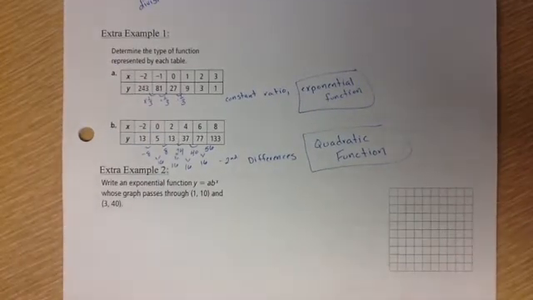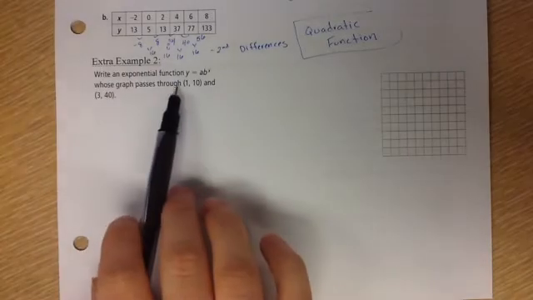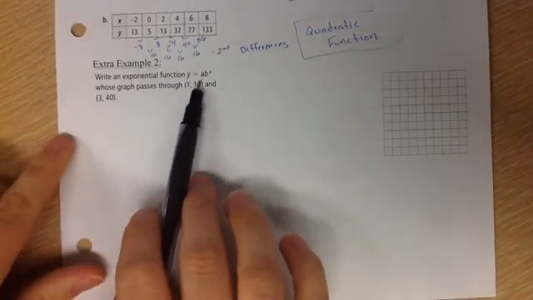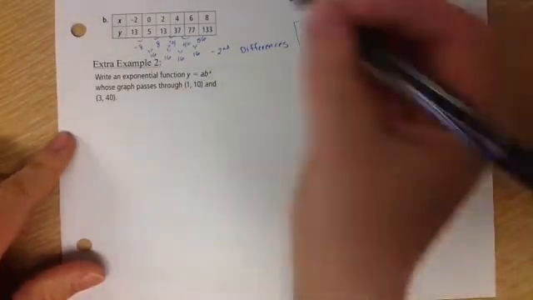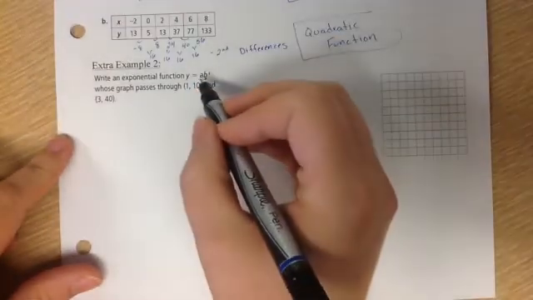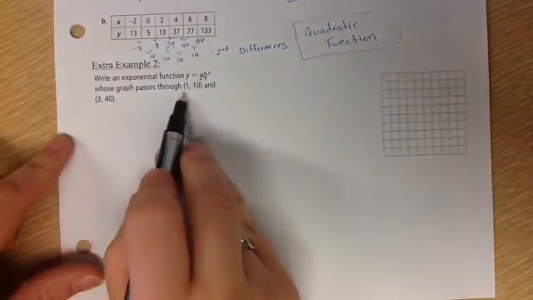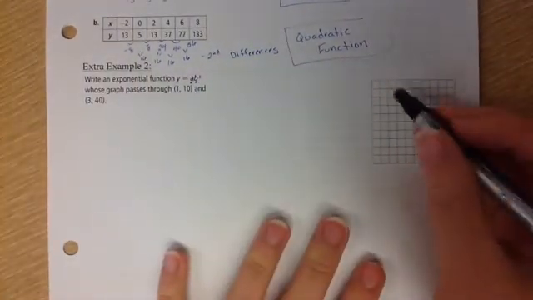Okay. All right, on to example 2, actually writing an exponential function. For this extra example 2, this is very similar to example 2 in your book. I want you to write an exponential function, so they want it y equals a times b to the x. So our job is to figure out a and figure out b. What is a and what is b in this function whose graph passes through the points (1, 10) and (3, 40)?